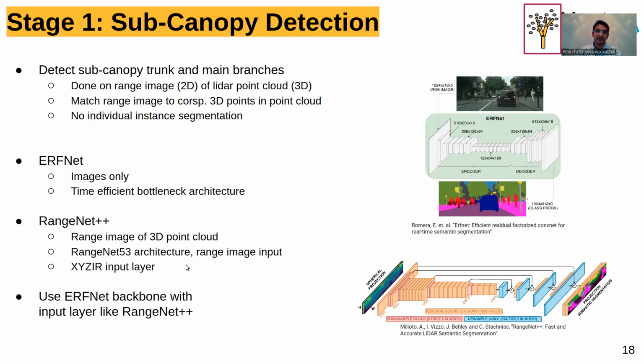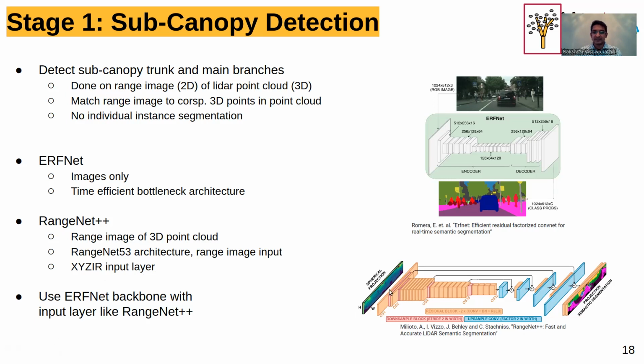But because ERF-net was only capable of performing semantic segmentation on images, the input layer was modified slightly based on RangeNet's ideologies, and the X, Y, and Z coordinate of each point of the point cloud, along with the intensity of the point and the ring number of that point in the point cloud, were added as features to the point cloud that was fed.